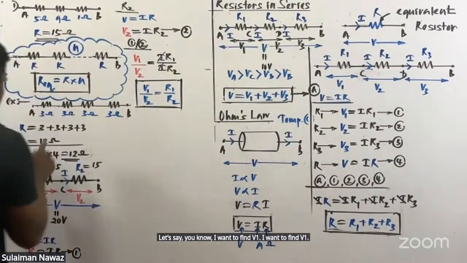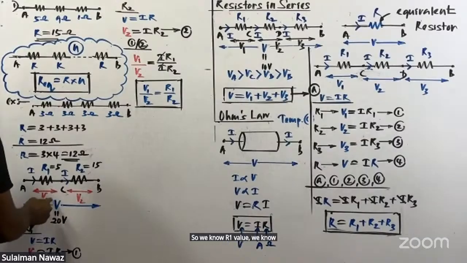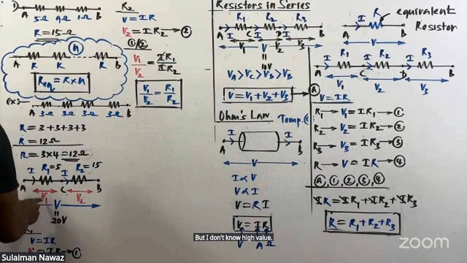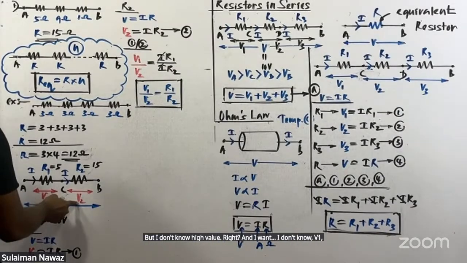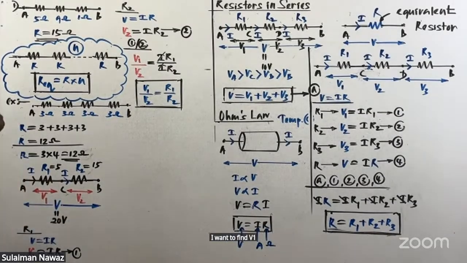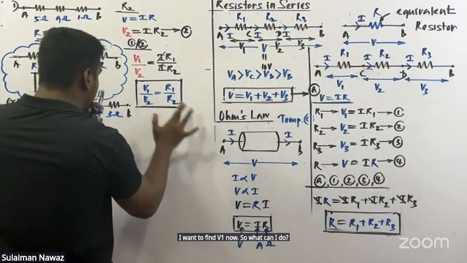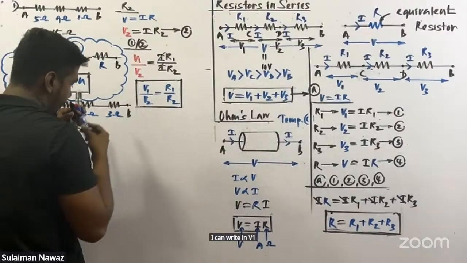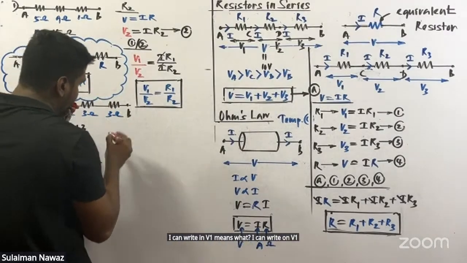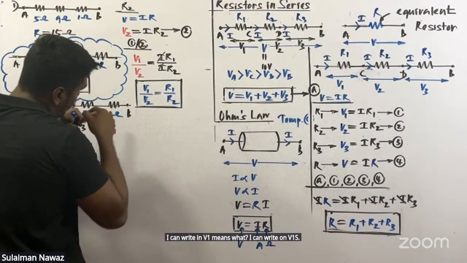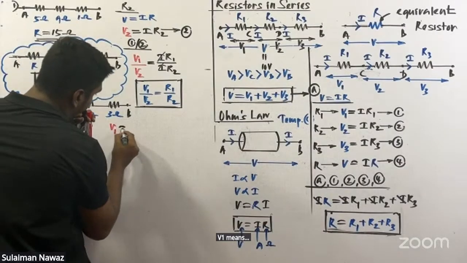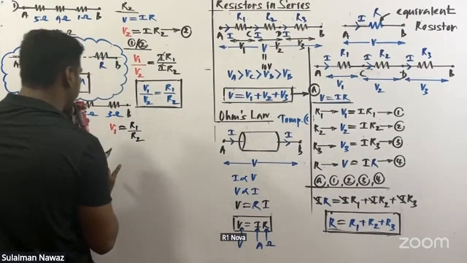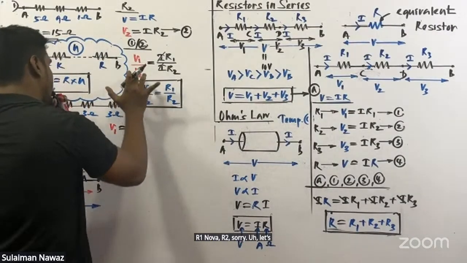So we know the R1 value, we know the R2 value, we know the capital V value, but I don't know the I value, right? And I don't know V1, I don't know V2. I want to find V1 now. So what can I do? I can write down V1 in terms of V2. V1 means R1 over R2 times V2.